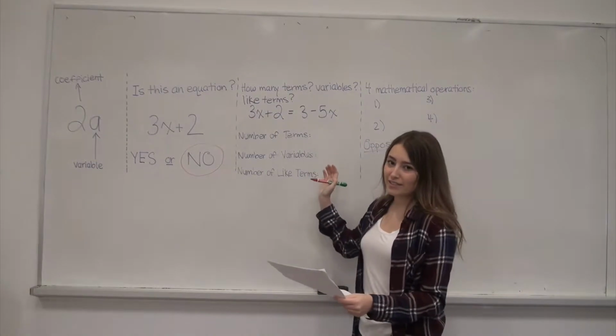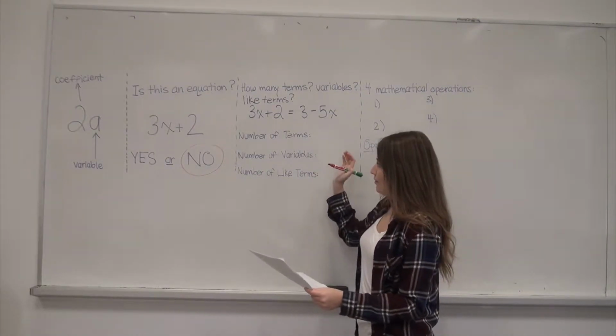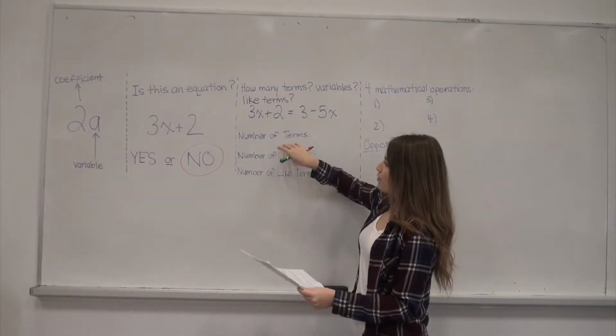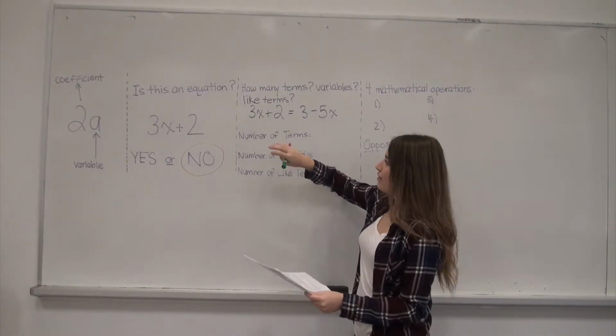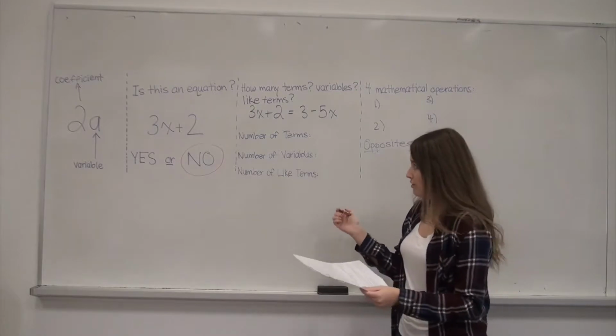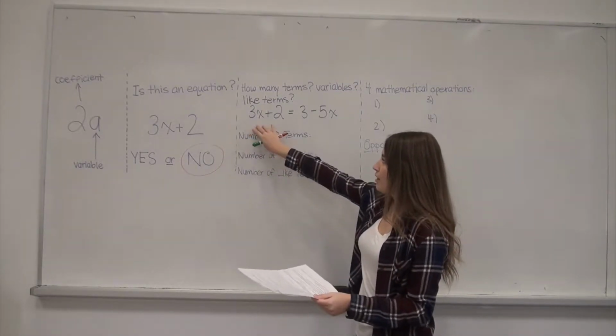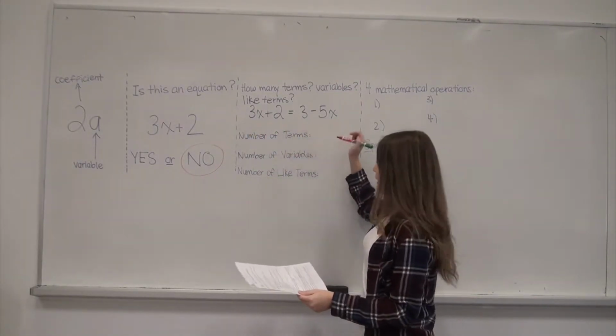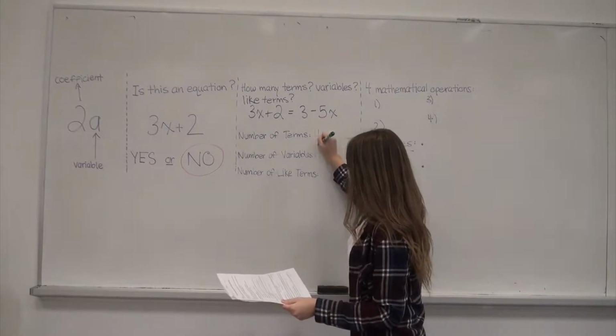So we can ask ourselves these three questions when looking at this equation. The first question is the number of terms. We can see that there are 4 terms in this equation because they are separated by an addition or a subtraction sign. The 4 terms would be 3x, 2, 3, and negative 5x. So our answer is 4.